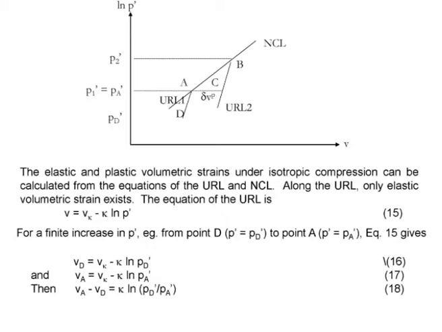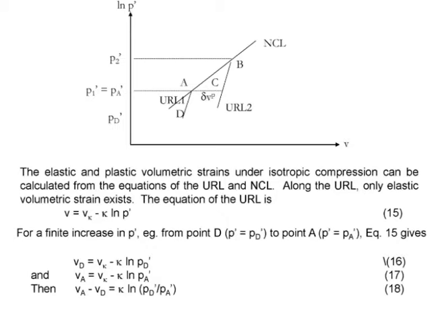Very simple. This is the equation of the unloading-reloading line. Applying it to point D, the specific volume at point D equals the constant V kappa minus kappa log of P' at D, the mean effective stress at point D. Similarly, you apply it to point A. Taking the difference between the two, V_A minus V_D equals kappa log of P'_D over P'_A. Agree? This is for a finite step from D to A. Now, this gives you the change in the specific volume.